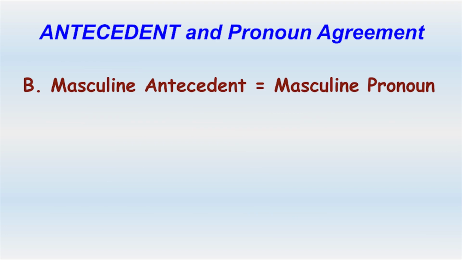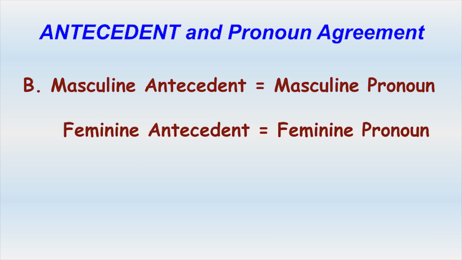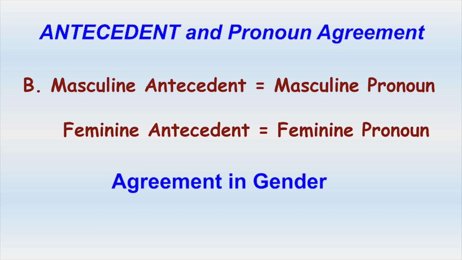B. If the antecedent is masculine, the pronoun must be masculine. And if the antecedent is feminine, then the pronoun must be feminine. This is called agreement in gender.